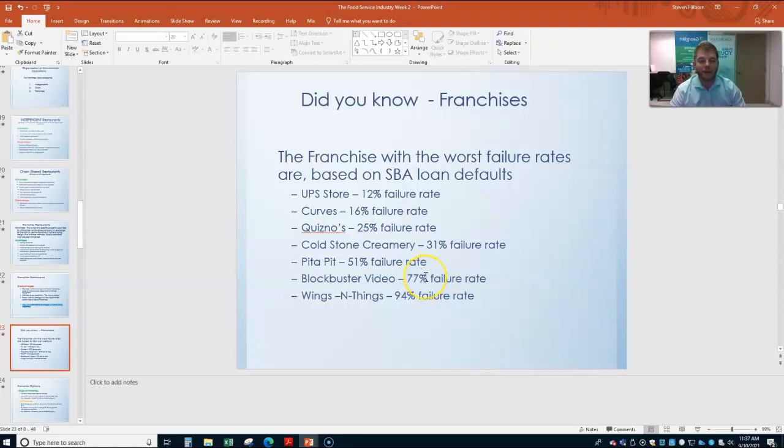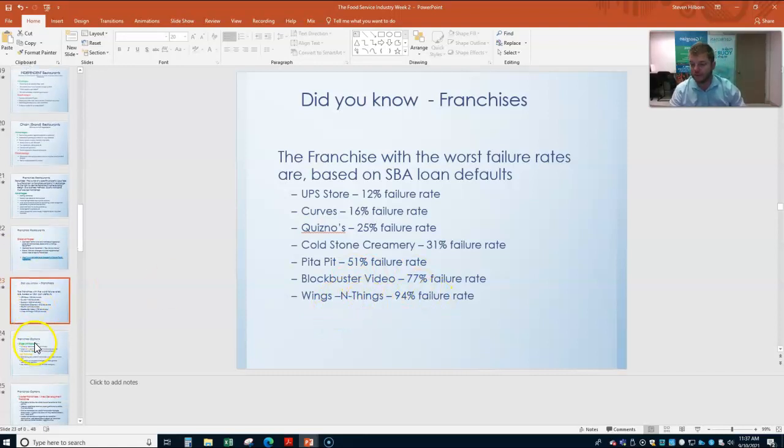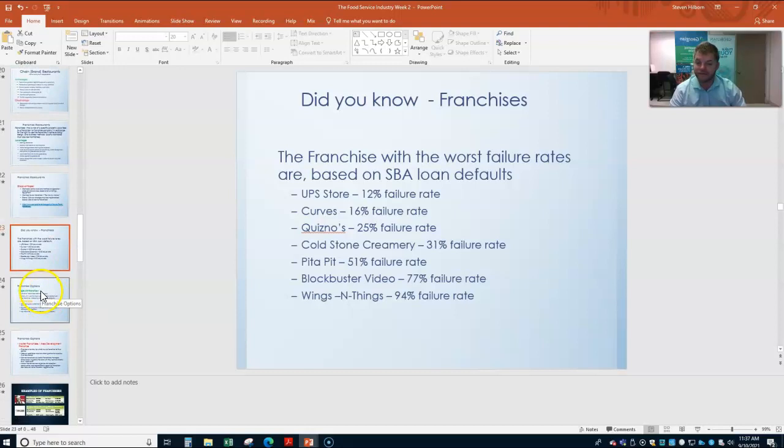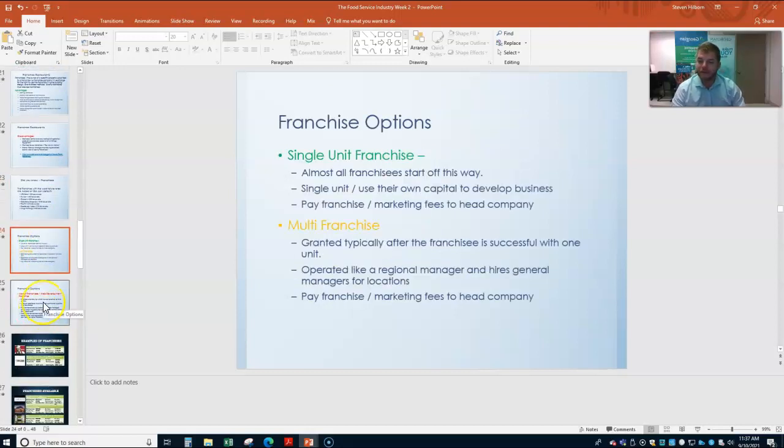And many people will say, well, why is it not 100? Going into bankruptcy and failing at your franchise means that you no longer can pay the franchisor and they close it on you, versus you just saying, I'm selling my Blockbuster or closing it off and I'm done. And then Wings and Things is a 94% failure rate. There was one in Barrie. It's not here, obviously. There's a couple different ways that you can own a franchise as well.